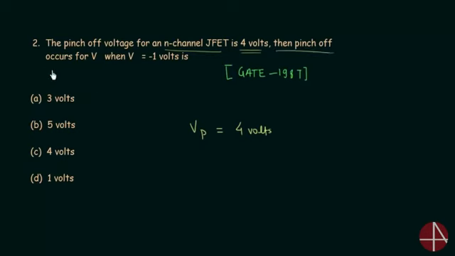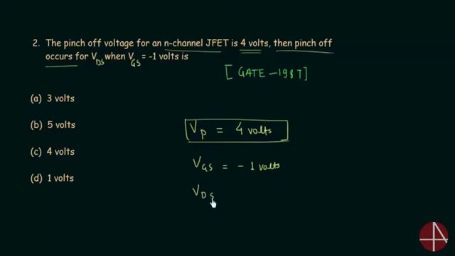Then pinch off occurs for VDS, this is VDS and this is VGS, when VGS is equal to -1 volts. Very simple. Pinch off voltage is fixed for a JFET. We already know this. Pinch off voltage is already given, and also the maximum drain current IDSS is given. For this pinch off voltage, when VGS is equal to -1 volts, you have to find VDS.